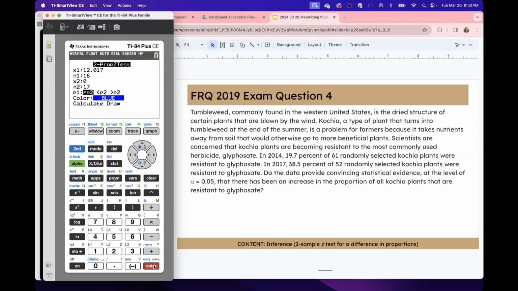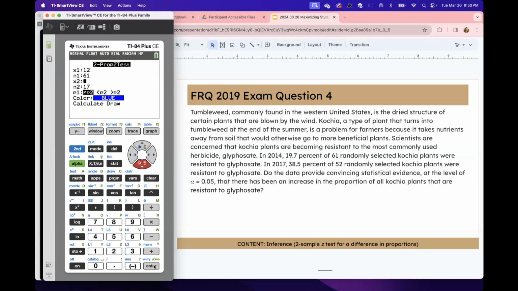And that'll give me a non-whole number. Not good. We need 12. The calculator will not allow us to have a decimal there. It's the number of successes. And then our sample size was 61 for that year.